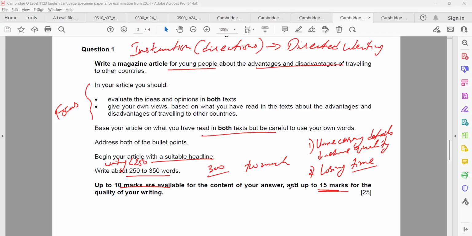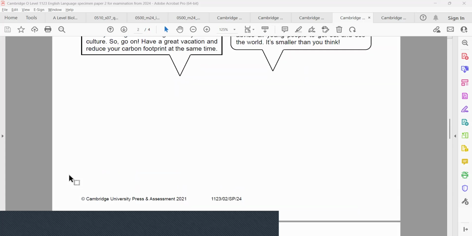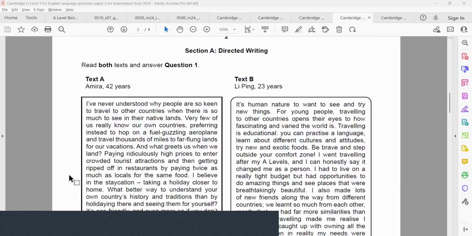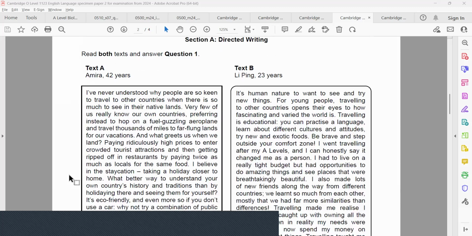Any questions about this? We'll come back to this with some more details. What you have here are two texts, as you can see. The syllabus says that it could be one text or two different texts.